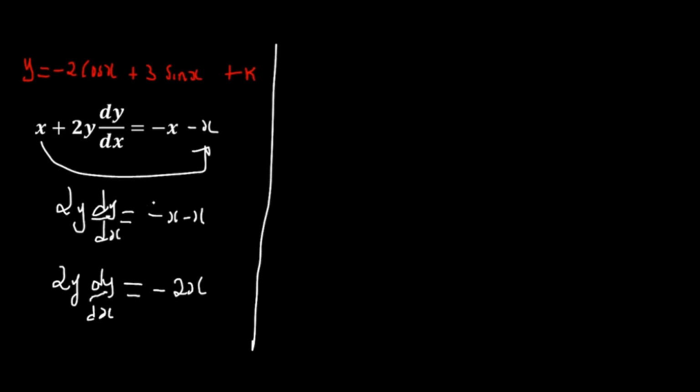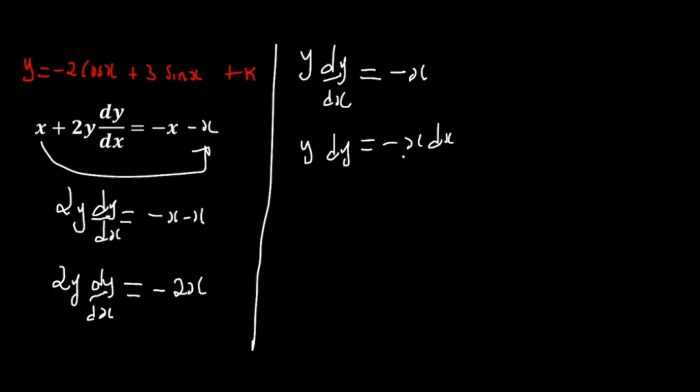Now looking at this, if we divide all through by 2, we're going to have y dy all over dx to give us minus x. Multiplying all through by dx, we're going to have y dy equal to minus x dx. So we see here that we have clearly separated our variables, because our function on the left hand side is all in terms of y, and our function on the right hand side is all in terms of x. So from there we take our integral sign.